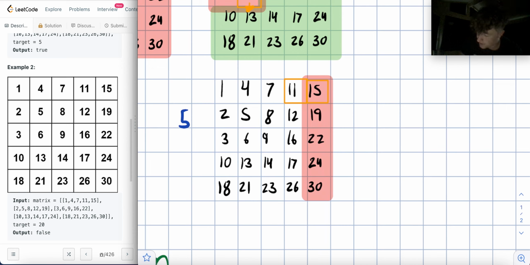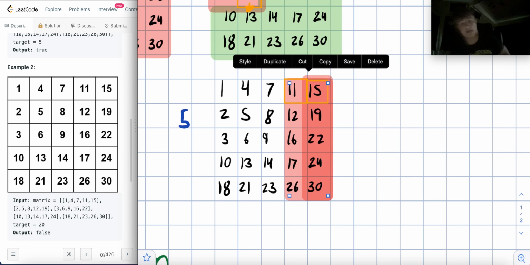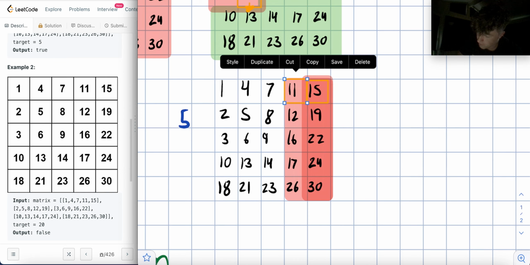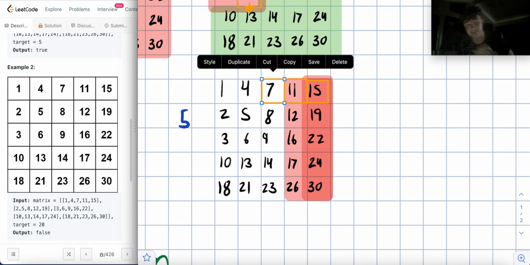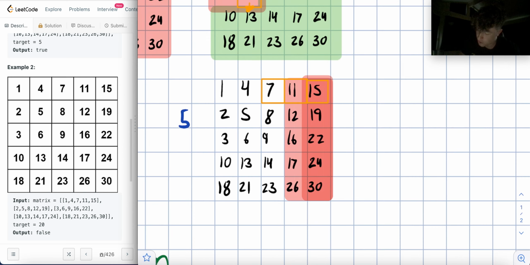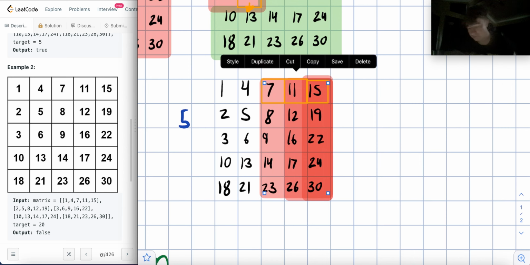And then it's going to be the same exact calculation. So I know everything to the right of this is no longer a solution, and I'm going to keep going down. Then I'll look at 7 next. And I'll say, okay, 7 is still greater than 5, so I know this solution is still too big. Then I'll look at 4.